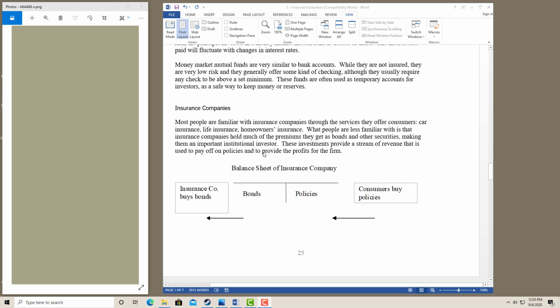Insurance companies are another kind of financial intermediary. People buy policies and give the insurance company money, and the insurance company will invest that money, typically in bonds, and that's part of what they use to repay the holders of the insurance policies if they have an accident or on death or something like that.